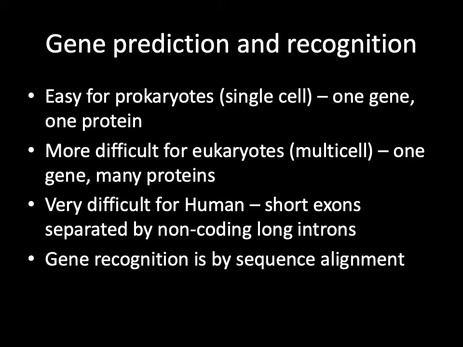For gene prediction and recognition, it is easy for prokaryotes because there's just one cell, and so potentially just one protein. Whilst for eukaryotes, they are multi-cell, and it's much more difficult because there's one gene but many proteins. It is very difficult for humans because we have short exons separated by long non-coding introns.